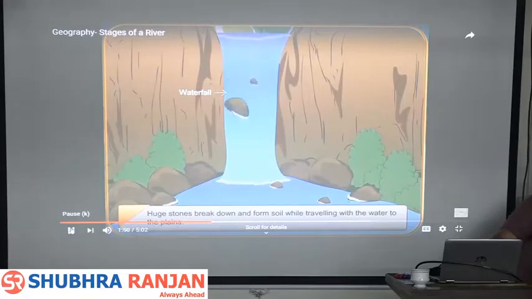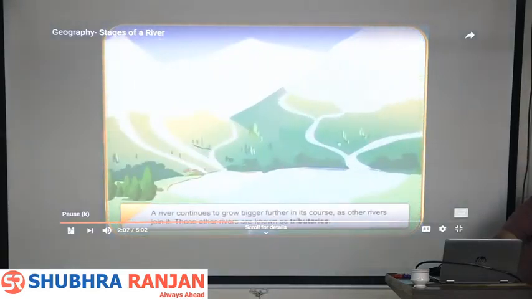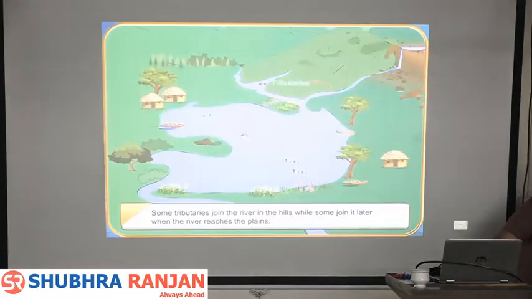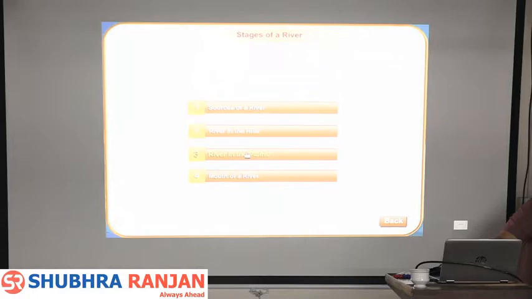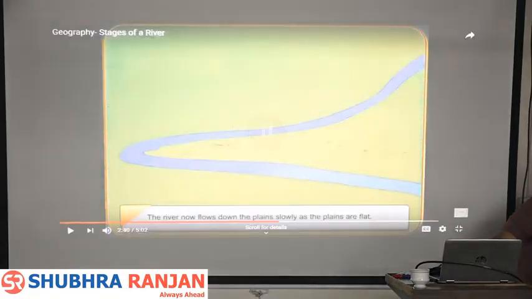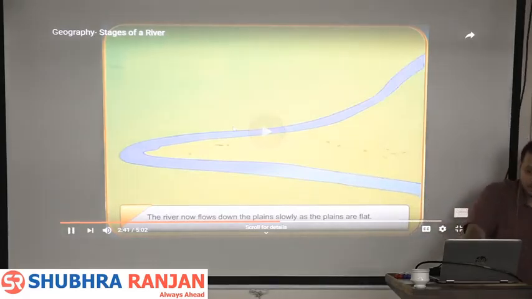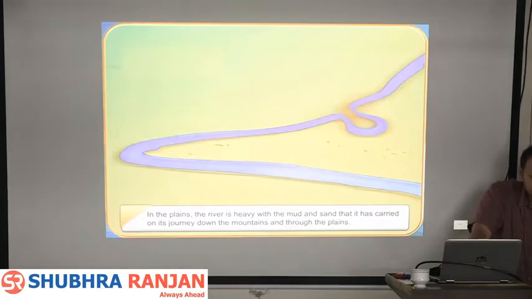What is happening? I told you big stones can be carried. So the mature stage has started. Because the speed of a river has decreased, it will start moving, and we will call such moves meanders. The meandering of a river will occur. Speed has decreased, meandering has increased.